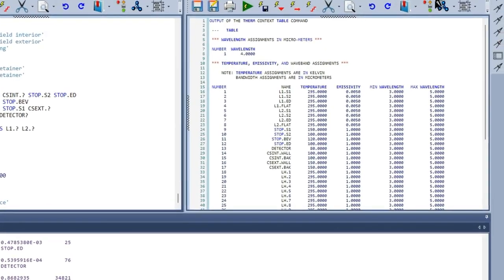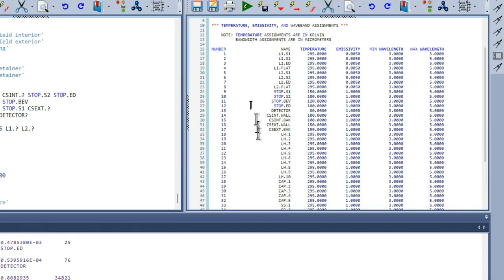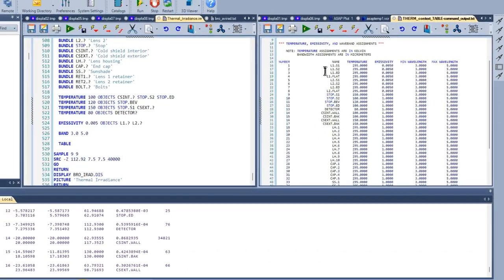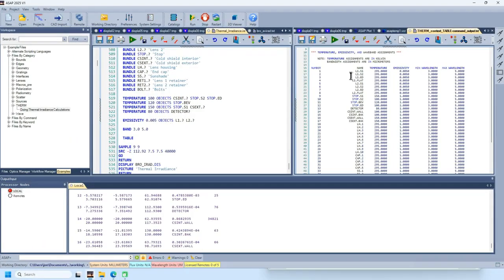Just to circle back to that table command briefly, this is the output of the table command that is used to just verify our inputs. So it gives us the temperature, emissivity, and waveband assignments that each of the objects uses for its role in the thermal irradiance calculation. And with that, I have a somewhat brief introduction to the thermal irradiance command.